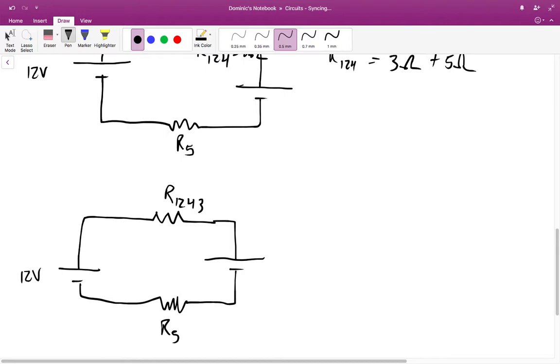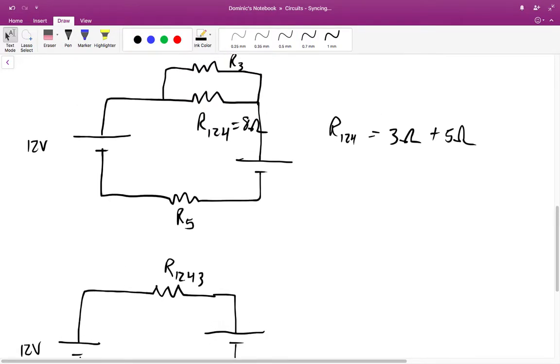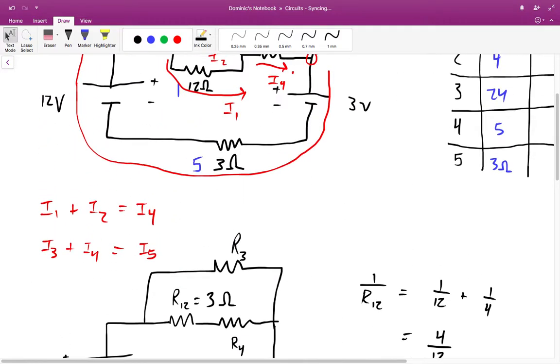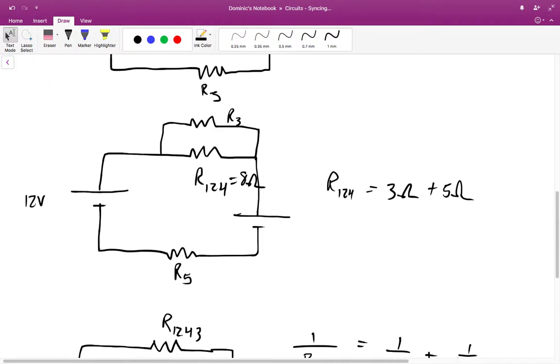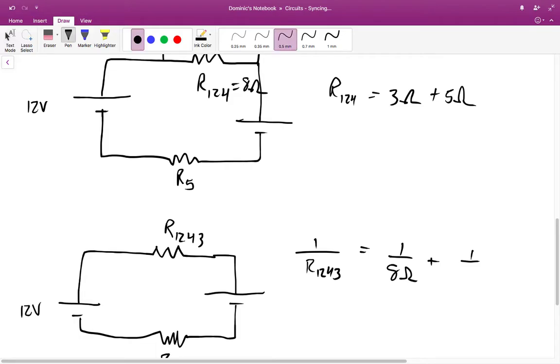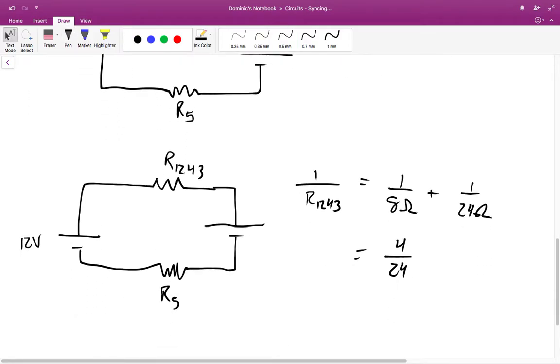This is R5. To combine R124 with R3, we need to take the inverses. So 1 over R1243 equals 1 over 8 ohms plus 1 over R3, which we said was 24 ohms. All right, and so this will equal 4 over 24. And so that means that if we take the inverse of that, R1243 should equal 6 ohms.